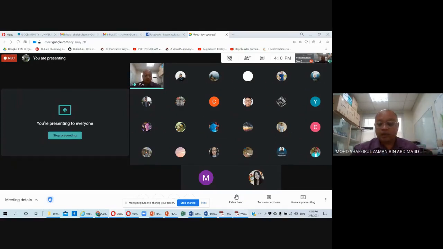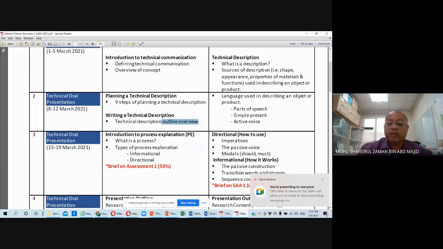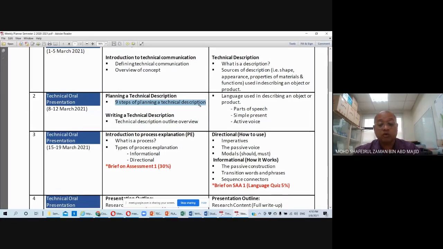Right, okay, so we are now in week two, and as we promised all of you in the first meeting, we are going to have a look at how to plan for a technical description, whereby we look at the 9 steps of planning a technical description. These are the steps that you can follow, or need to follow, in order to complete a technical description or to describe a product.